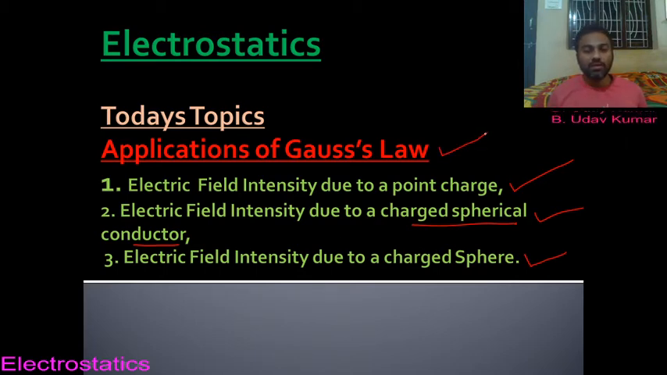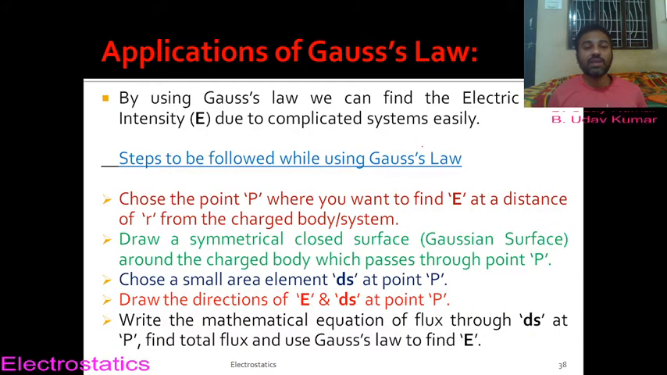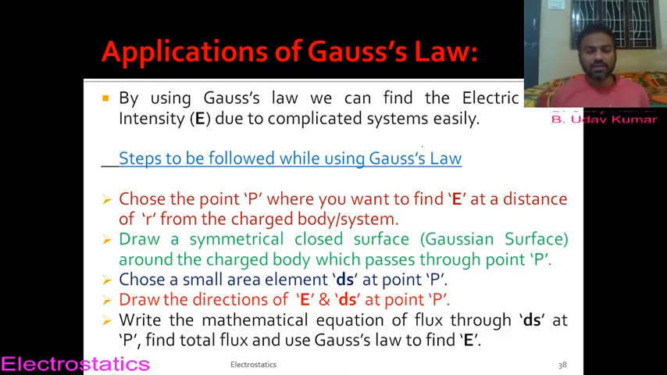Okay, fine. So without much delay, we just move on to our next slide. So the applications of Gauss law. So what is Gauss law? That we already have done, right? The total flux passing through a closed surface is always equal to 1 by epsilon 0 times the charge enclosed by it, right? And the mathematical equation is integral E dot ds is equal to q by epsilon 0.